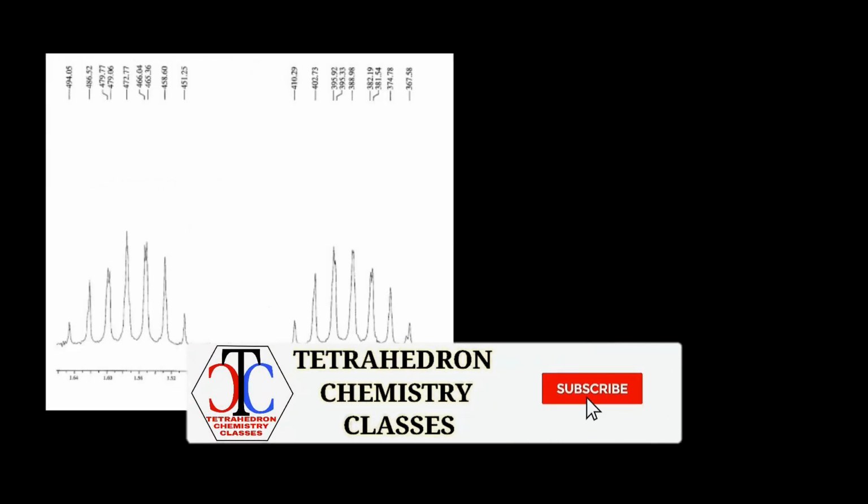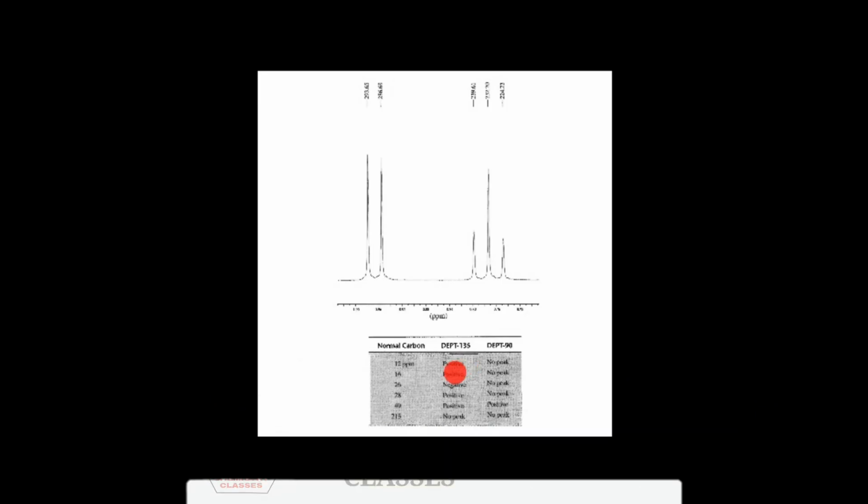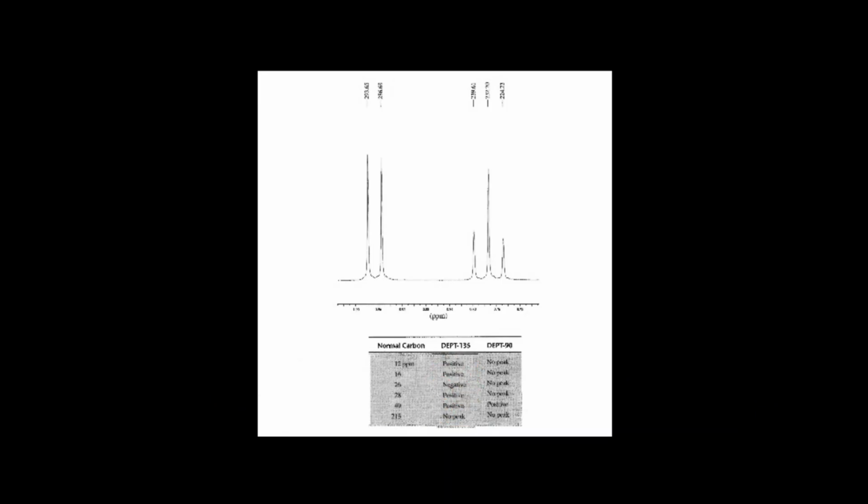Whenever you are given DEPT NMR in your data, always try to interpret this DEPT NMR first. You must have an idea about the interpretation of the DEPT NMR spectrum. So this is the data for the DEPT NMR, and I hope you understand the meaning of DEPT: distortionless enhancement by polarization transfer. This is a special technique in NMR. It will give you an idea about the types of carbons present in the molecule, whether your carbon is connected with one hydrogen, two hydrogens, or three hydrogens.